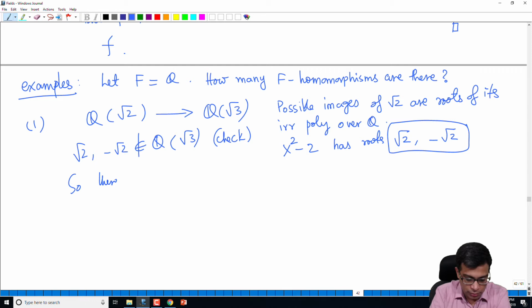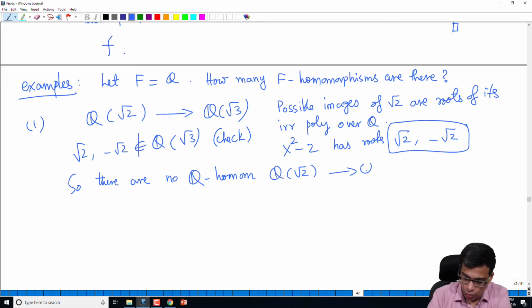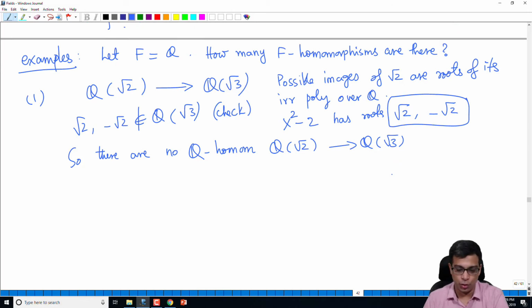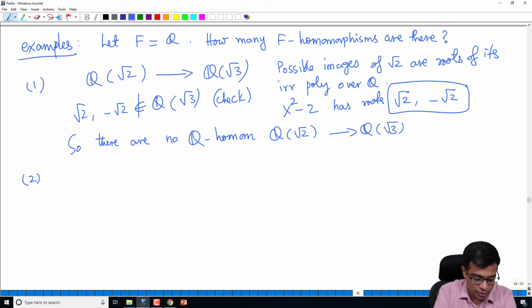So there are no Q-homomorphisms from Q(root 2) to Q(root 3). That's all. There are no homomorphisms because root 2 can go to either root 2 or minus root 2, and neither of them is in Q(root 3). Okay, so that means there is no homomorphism. So the number of homomorphisms is 0 in the first example. What about root 2 to root 2?